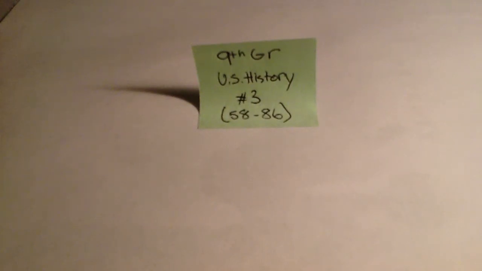Turning the page over to the graph. On the other side of the page, it has coal production in the United States, 1860 to 1900. Number 79, which decade shows the largest increase in coal production? Which one produces the most coal? A, 1860 to 1870, B, 1870 to 1880, or D, 1890 to 1900?